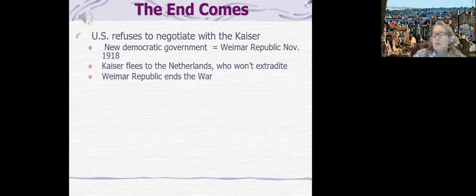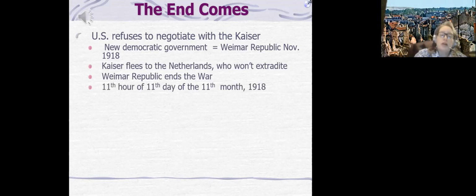The Germans sign a surrender, and negotiations will begin. The surrender, the armistice, will be signed on the 11th hour, the 11th day of the 11th month of 1918. That's when this fighting ends. And that's why we have Veterans Day on November the 11th. Veterans Day is the only national memorial that we have to, in fact, the veterans of World War I.